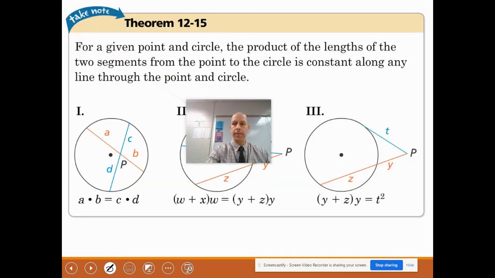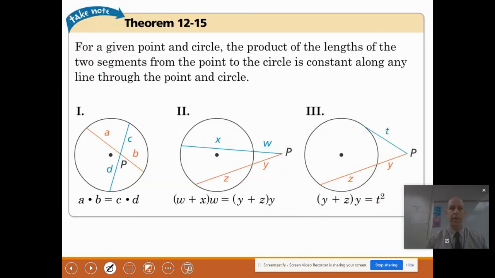All right, last theorem. Theorem 12.15 says for a given point and a circle... Now we're going to shift here. So far, both theorems we've dealt with have been dealing with measures of angles and arcs. Now we're going to do our second objective, which is measuring lengths of segments. So for a given point and a circle, the product of the lengths of the two segments from the point to the circle is constant along any line through the point.